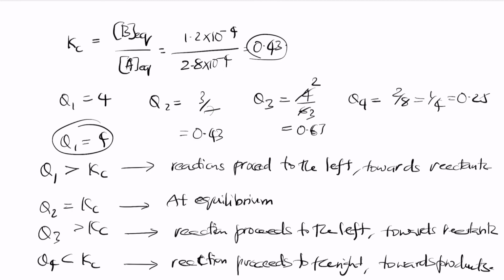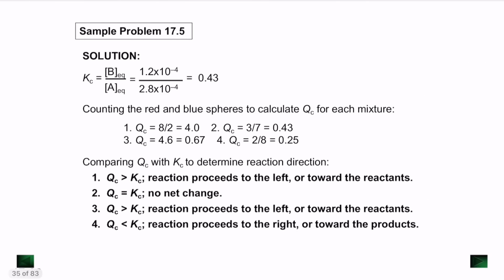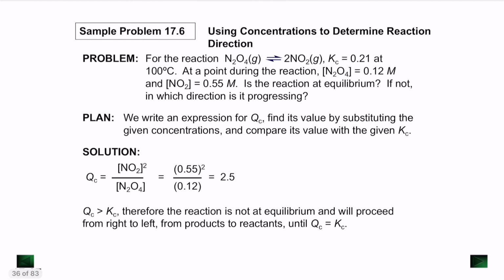So this is how we can use the Q and K relationship and the values to determine the direction in which the reaction will proceed. Next, let's try another example. For a reaction, N2O4 gives 2NO2, you have Kc at 0.21 at 100 degrees centigrade. At a point during the reaction, N2O4 is 0.12 M and NO2 is 0.55 M. Is the reaction at equilibrium? If not, which direction is it progressing?